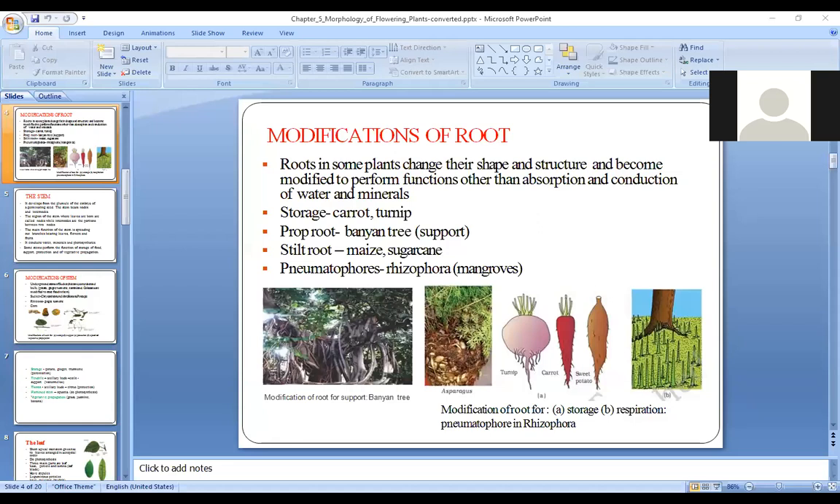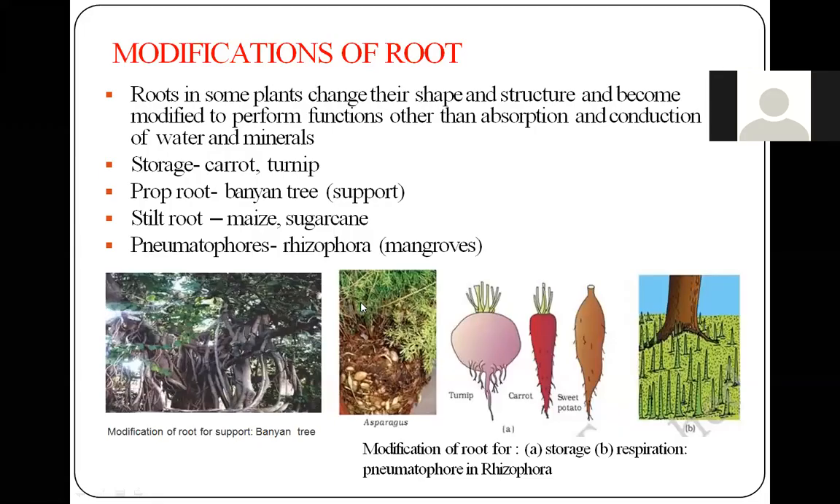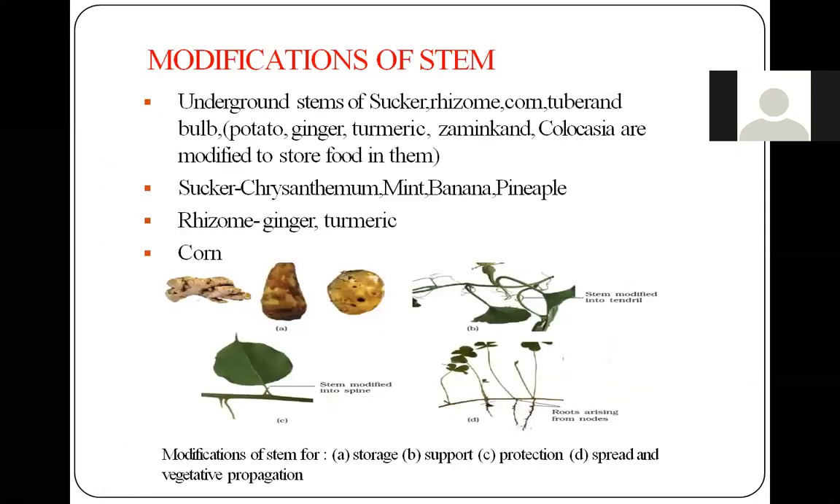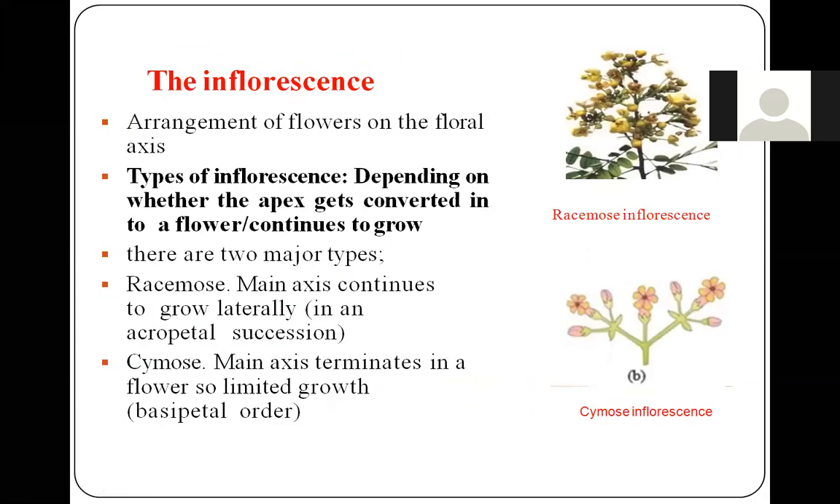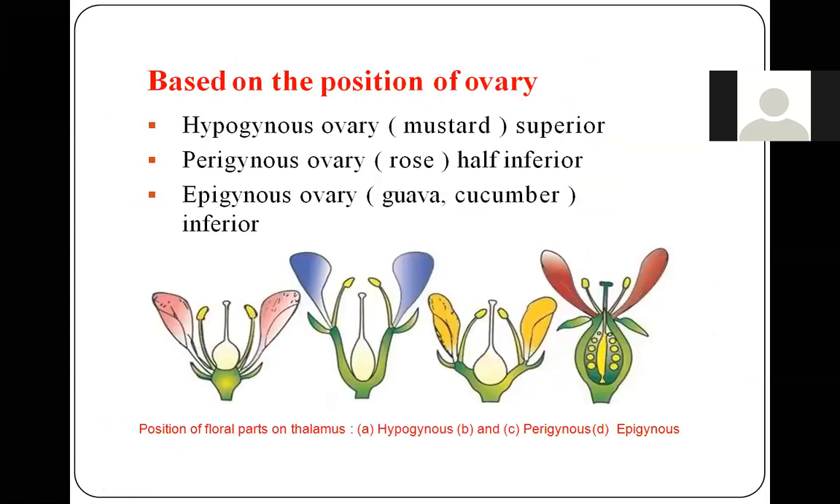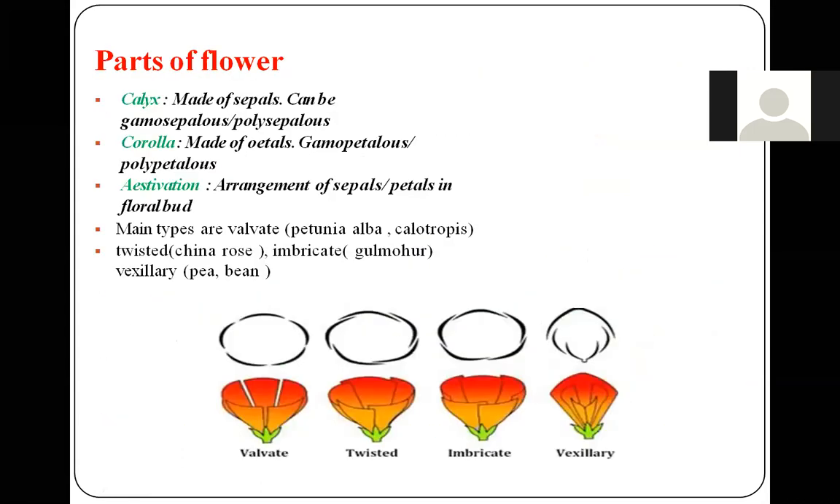So now you can see we have already completed all these things: the types of leaves, modifications of leaf, inflorescence, flower, based on position of ovary. Till that we have completed. Today we are going to start with the parts of flower, which is commonly asked in the exam in different ways. So the first part of the flower is the calyx.